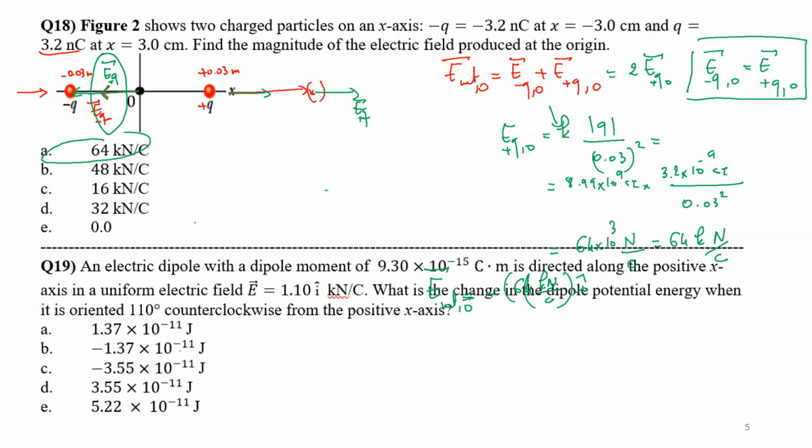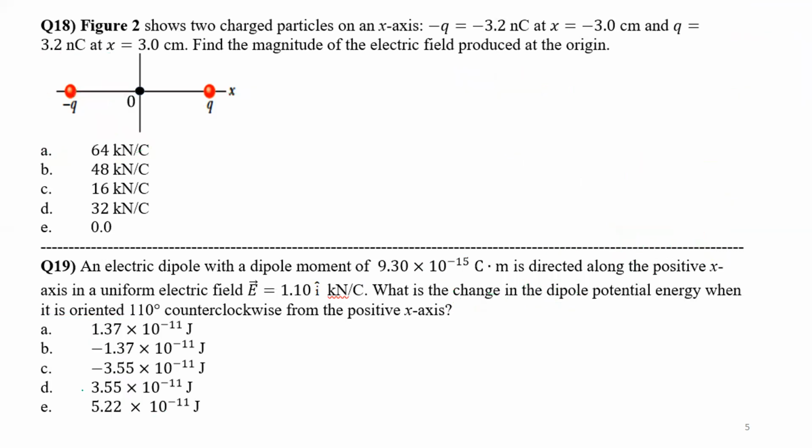Let's go to the next question. So the next question is this. Let me just remove this. Okay. So the next question is this. An electric dipole with a dipole moment is given as this. Okay. So the dipole moment, P, this is P in magnitude, is directed along the positive x-axis in a uniform electric field, which is also in the positive x-axis.